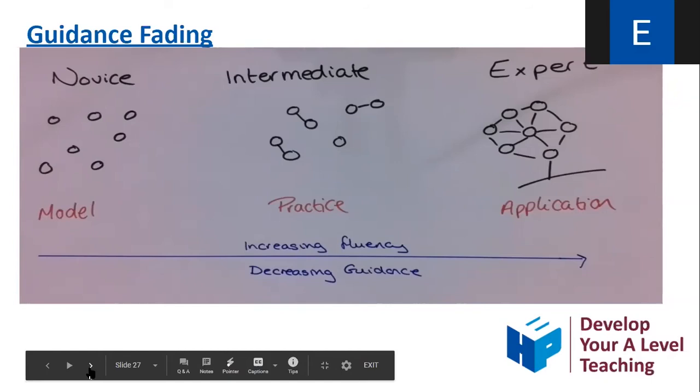As they become intermediates, they need to practice using that information in the same way. And you would want to remove the guidance through their practice. So it starts with really quick recall questions in exactly the same format that you gave the model in, and it's going to slowly become more application-based as their schema begins to grow.